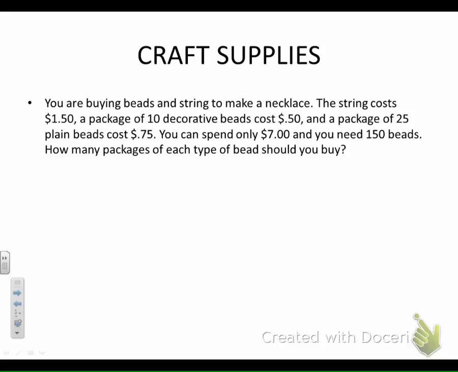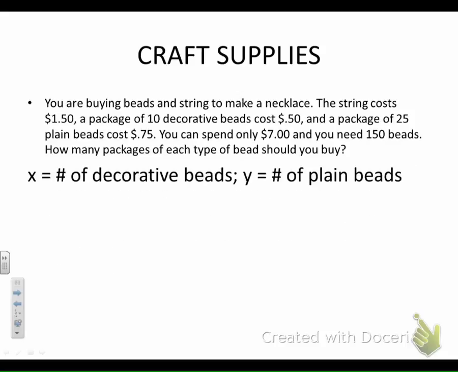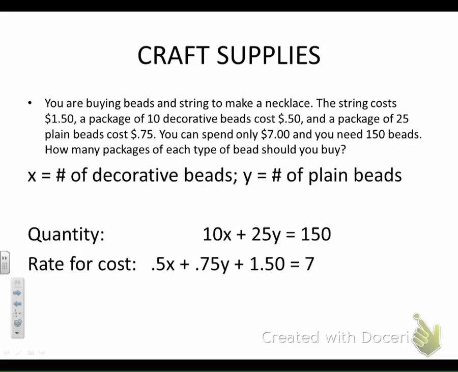First off, you should have labeled your variables. One of your variables needed to be the decorative beads. The other one needed to be your plain beads, because we're assuming we're just buying one thing of string for this necklace. So then we set up two equations. I call it a quantity equation, but it's actually kind of like a rate, because 10 decorative beads per package, 25 plain beads per package, and I need a total of 150 to make this necklace.